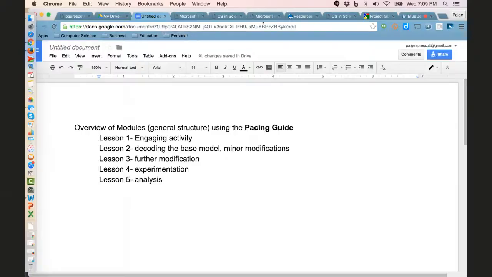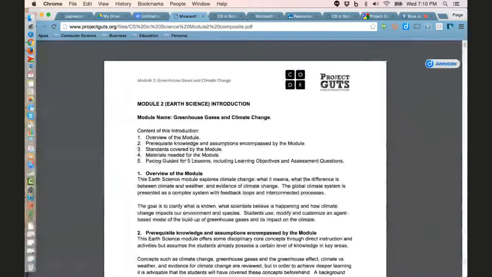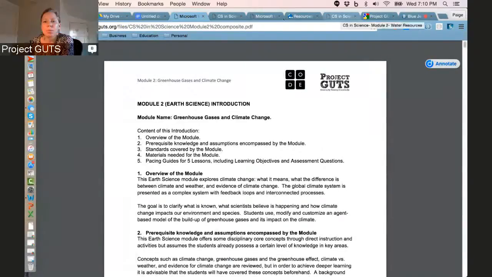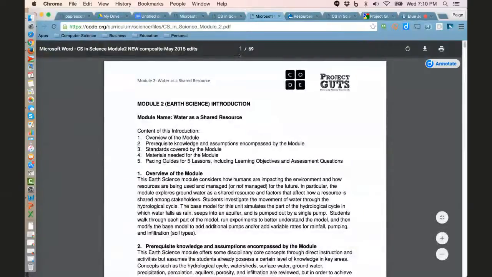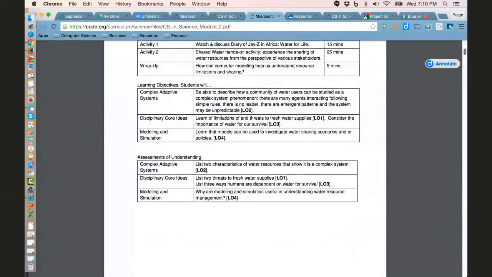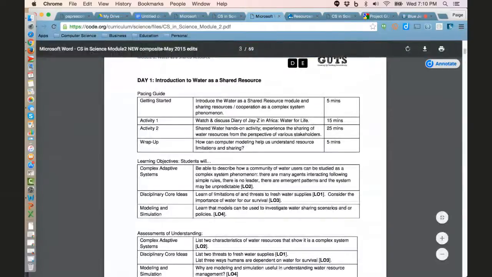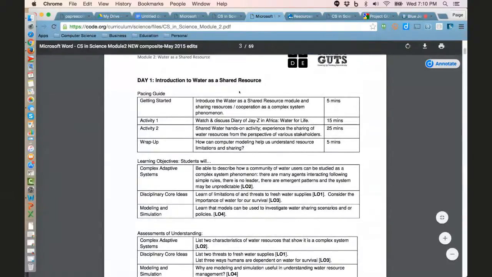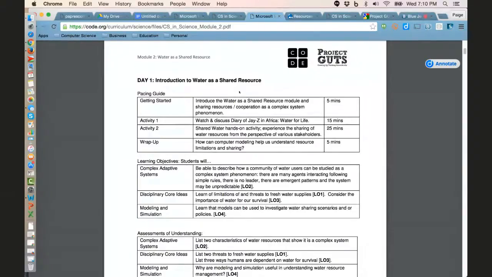And this is all delineated in what's called a pacing guide, so I'd like to show you what that looks like. This is what our curriculum looks like, and this is the Module 2 Earth Science one, water as a shared resource. So we have an overview, and then there is this pacing guide that's available. It's just a basic summary of what you as a teacher, or somebody that's teaching somebody else about this module, need. It's a quick and dirty look at what's happening on each lesson.